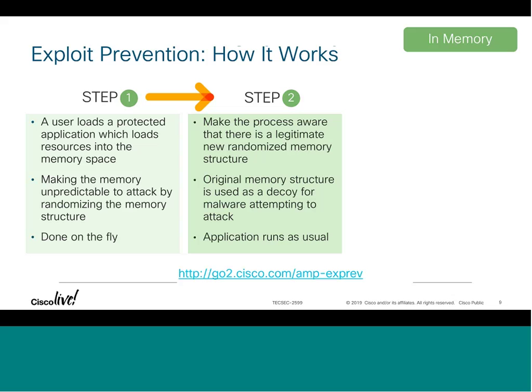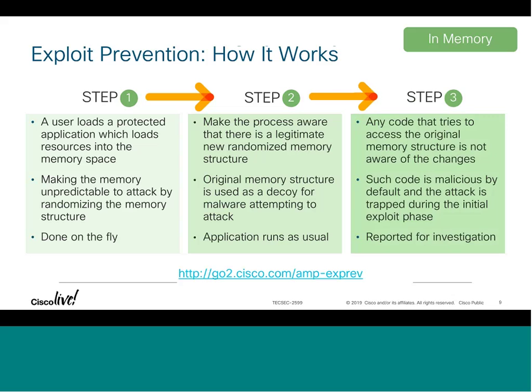So whenever an attacker is trying to access that decoy memory, or whenever they're trying to access that original memory structure, they're not aware of the changes that exploit prevention has made. And as a result, they're hitting the decoy, and that could be reported for investigation to the security analyst, to further investigate how the attacker was trying to attack, whether it was a file that was trying to exploit an application or a process.